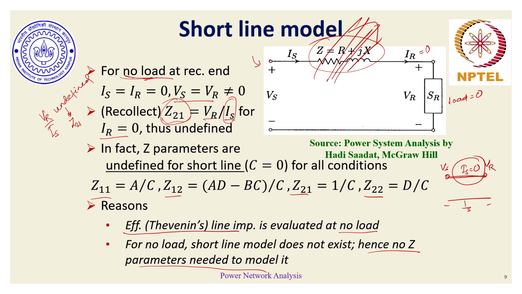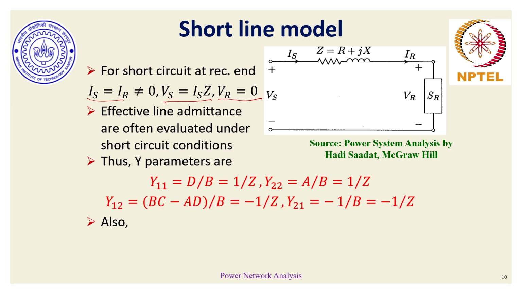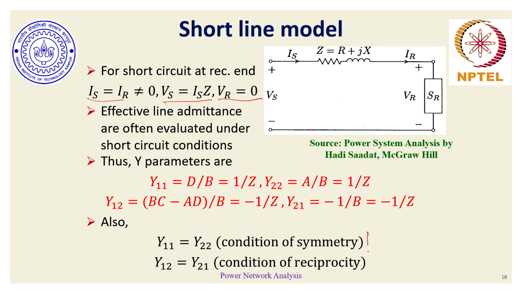The other parameters, however, that means Y and H parameters, can very well be obtained. In terms of Y parameters, admittances, we often do short circuit studies to find the corresponding admittances, because these are ratios of current with respect to voltages. For short circuit of the receiving end, the currents need not be zero. The receiving end voltage, however, would be zero, and Vs would be equal to Is into Z. Effective line admittance is often evaluated under short circuit conditions. So Y parameters are very well defined in terms of ABCD, and the conditions of symmetricity and reciprocity are true even for the Y parameter based two-port network.